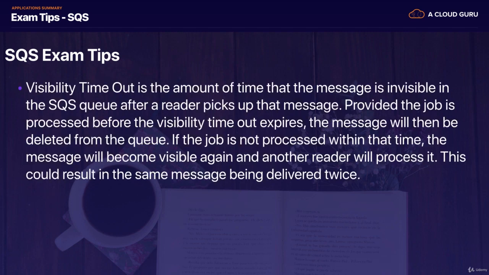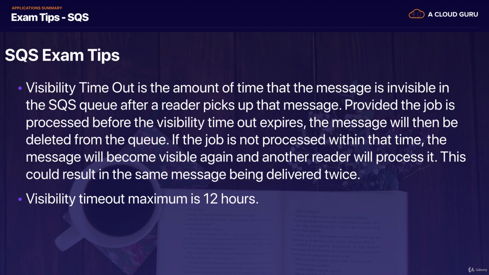Also remember the visibility timeout. This is the amount of time that the message is invisible in the SQS queue after a reader picks up that message. Provided the job is processed before the visibility timeout expires, the message will then be deleted from the queue. If the job is not processed within that time, the message will become visible again and another reader will process it. This could result in the same message being delivered twice. So if you are getting the same message being delivered twice and this is the root cause, you may want to increase your visibility timeout just to give your EC2 instances that little bit of extra time to process the message. Just remember that the visibility timeout maximum is 12 hours.